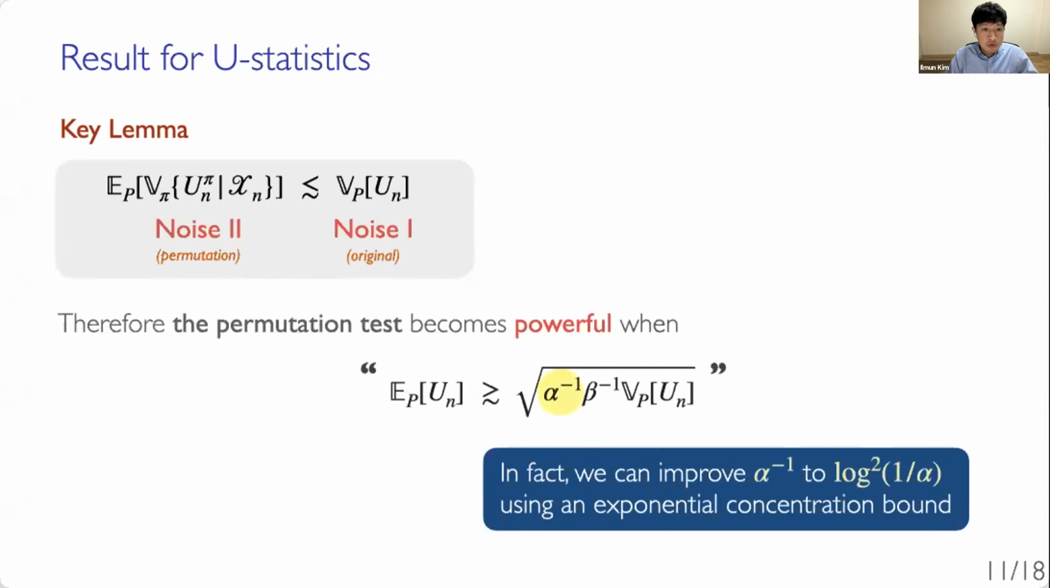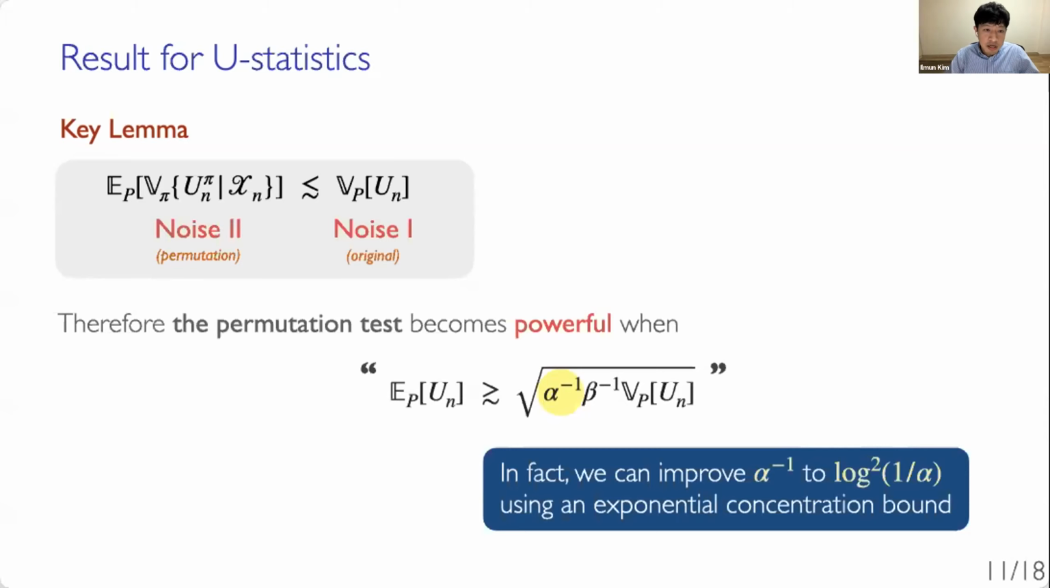And another point that I want to make is that for the U statistics, we can improve the dependence on alpha in the condition from 1 over alpha to squared log of 1 over alpha. And this result can be proved using an exponential concentration bound for a permuted U statistic with some extra conditions. But in the interest of time, I might not be able to cover this result, but in case anyone is interested, they can take a look at the paper on arXiv.